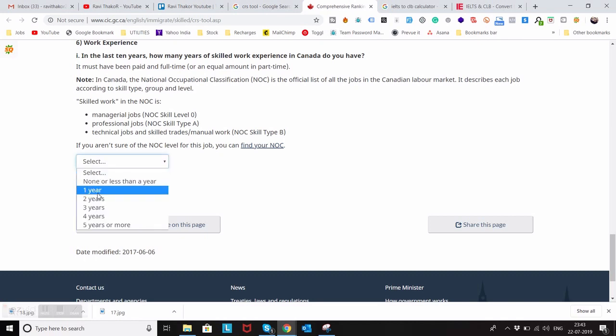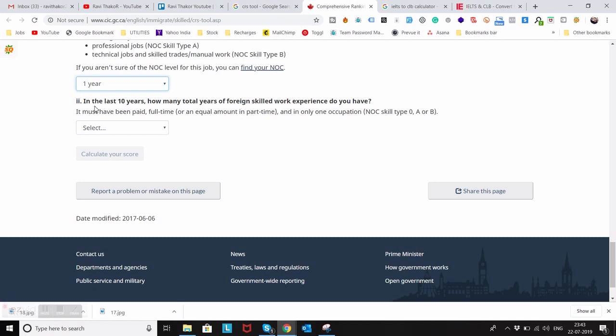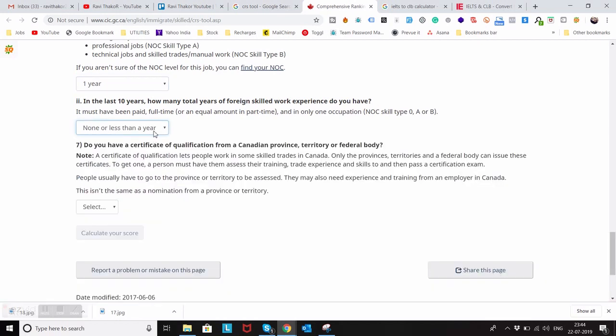So I'll select 1 year. Now the next question is, in the last 10 years, how many years of total foreign skilled work experience do you have? So in the last 10 years, they are asking me about any foreign experience I have, which is not in Canada. I was a fresher in India. I did work for 2 months, but there is no option for it. I can select none or less than a year.